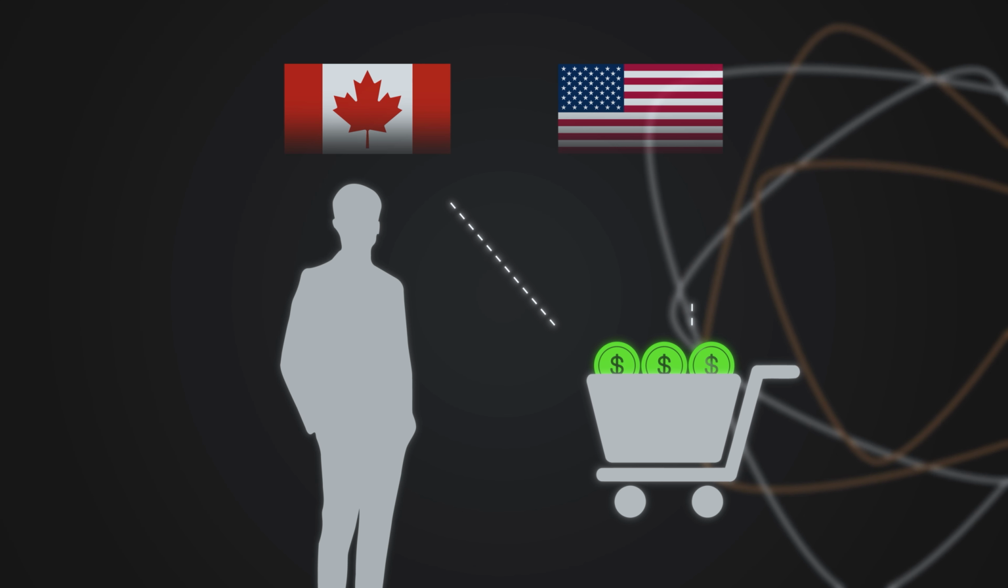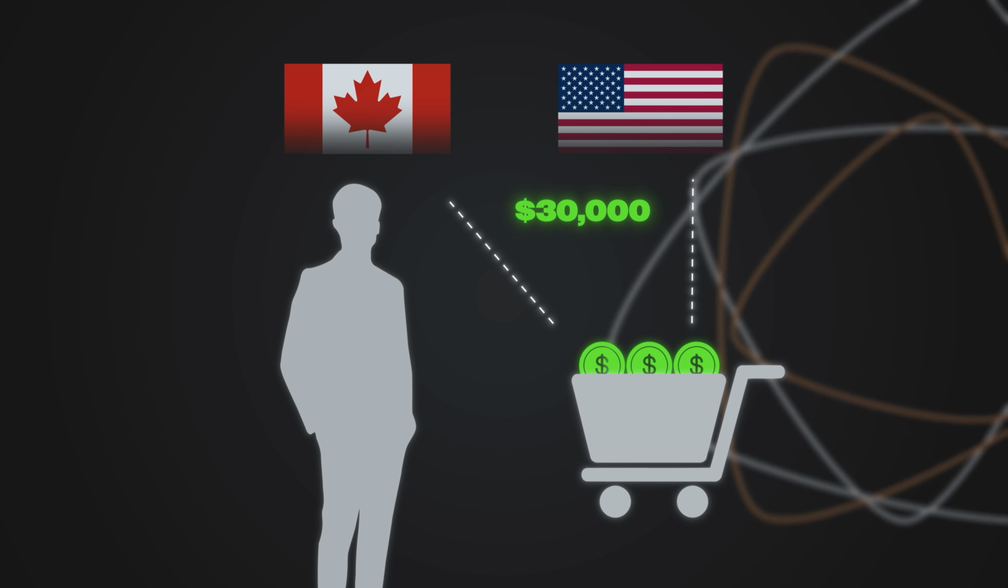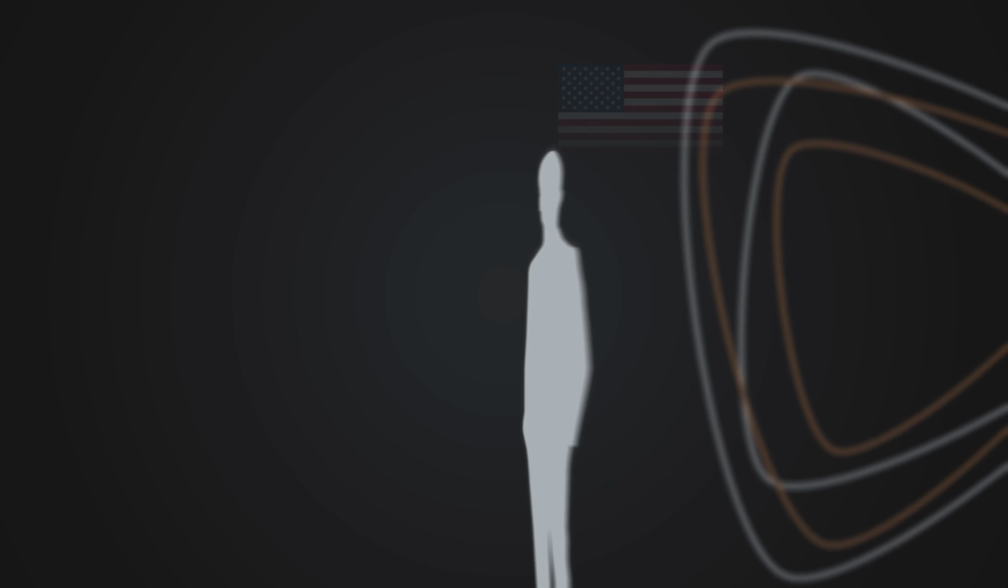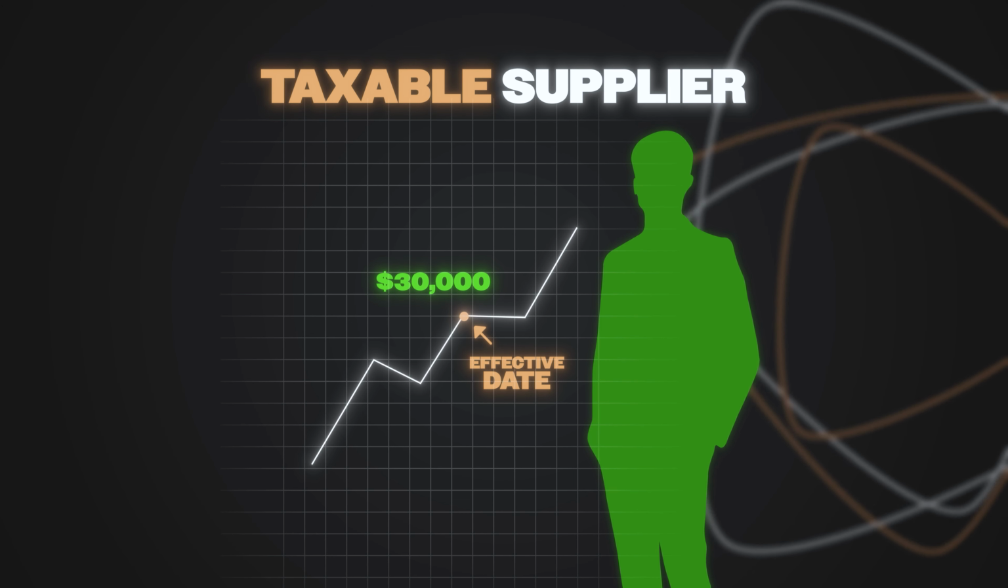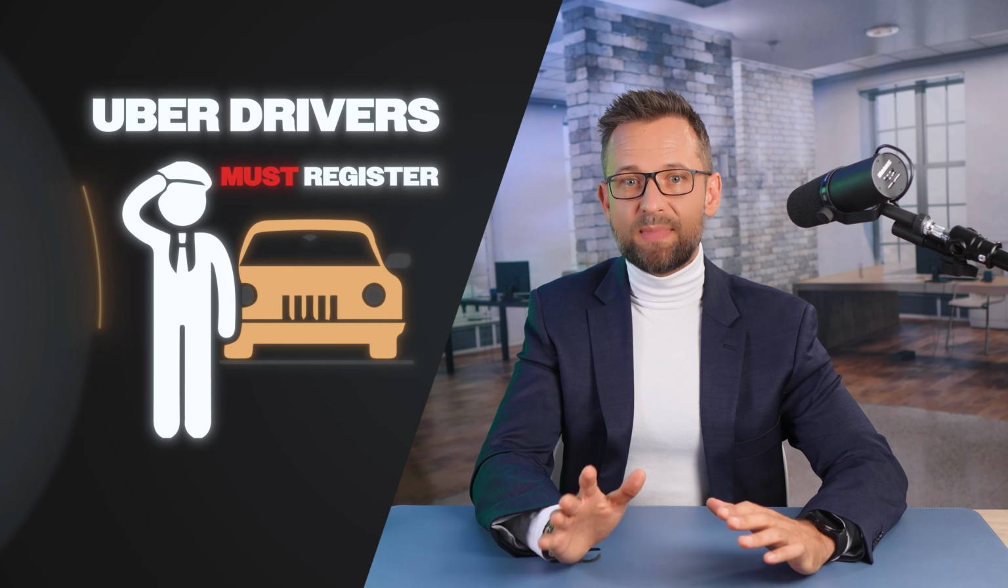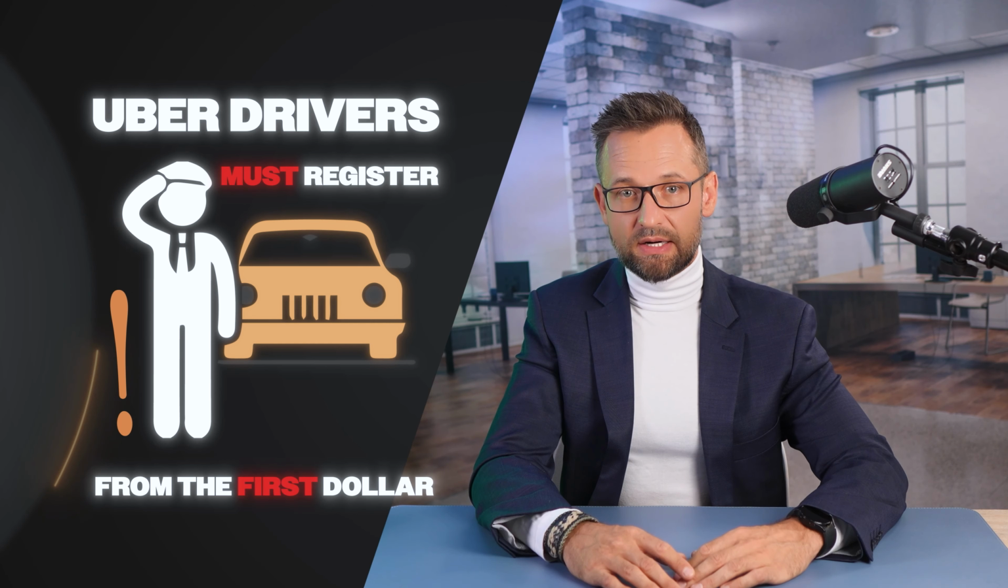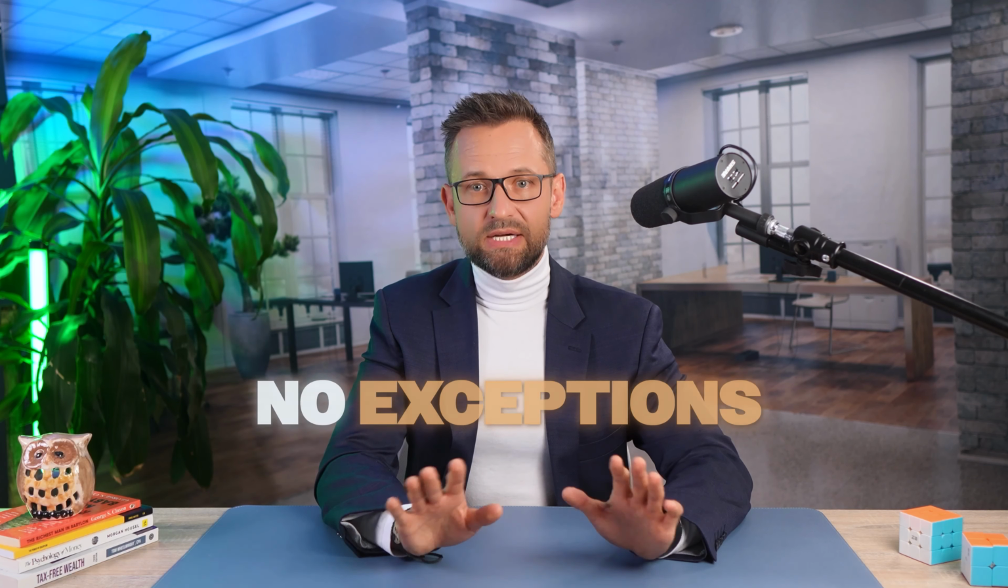Notice I also said worldwide. So if you're selling something in Canada and the United States, both countries count toward that $30,000 limit. The effective date of you becoming a taxable supplier is the date you first cross that $30,000 threshold. Some businesses don't even get to wait for $30,000. Taxis and ride shares like Uber drivers must register for the first dollar of revenue. No threshold, no exceptions.